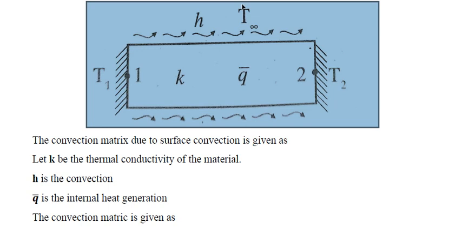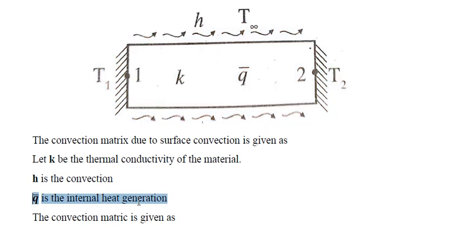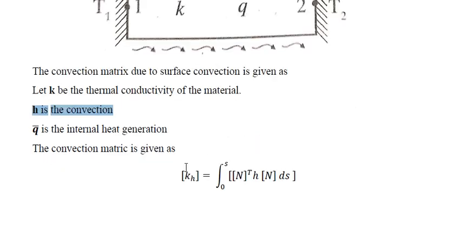Internal heat generation. T infinity is the surrounding temperature. T1 is the nodal temperature at node 1, the specific temperature at node 1. T2 is the specific temperature at node 2. Q bar is internal heat generation, H is convection, meaning surface convection. Now, for surface convection KH, I have not written end as the suffix. If I write end, it will be end convection.